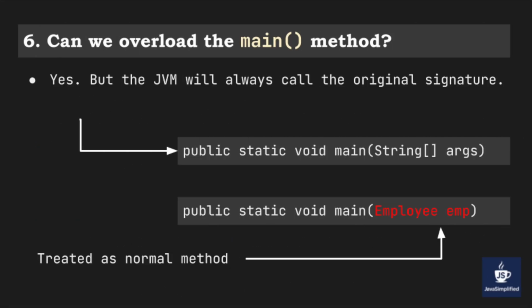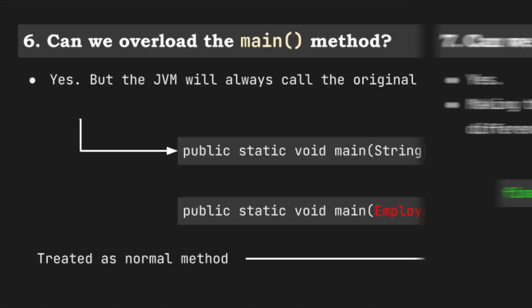A follow-up question from the interviewer can be, can we overload the main method? So the answer is yes, you can. But the JVM will always call the original signature. The overloaded one will be treated as a normal method, not the original main method.